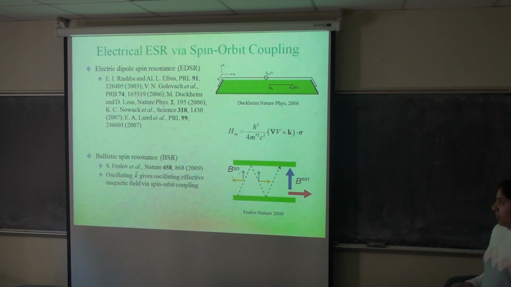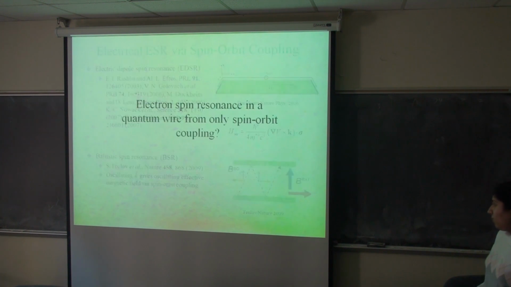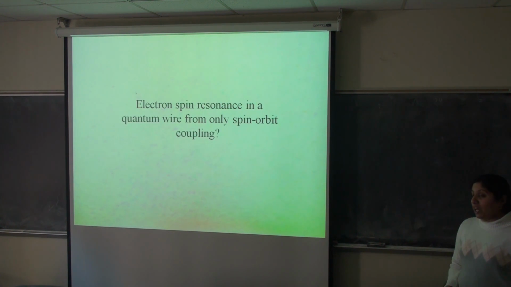More recently, it's also been demonstrated experimentally that we can have what's known as ballistic spin resonance. And in this case, there can be an oscillation of the momentum in time that comes from the ballistic motion of electrons through a channel with spin-orbit coupling. And this produces an oscillating effective magnetic field. And if a constant real field is applied perpendicular to this, then we again have spin resonance conditions. So now we can ask whether it's possible to have electron spin resonance entirely from spin-orbit coupling. And this is the idea that motivates the work that I'll be talking about here.